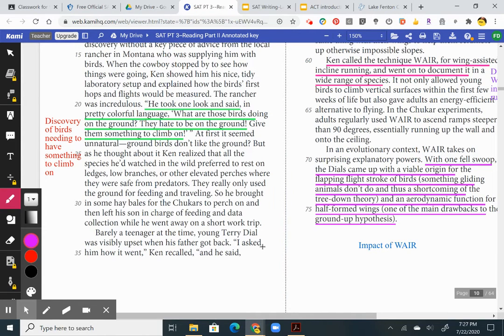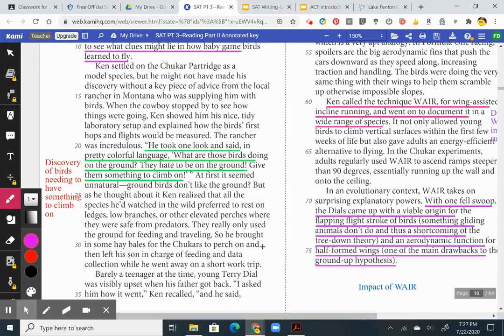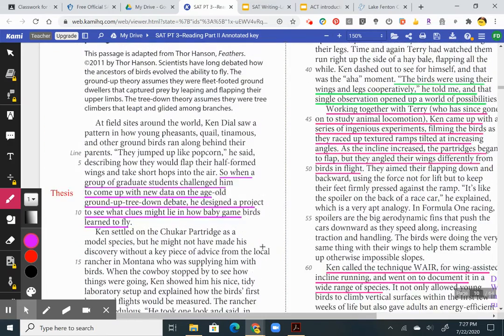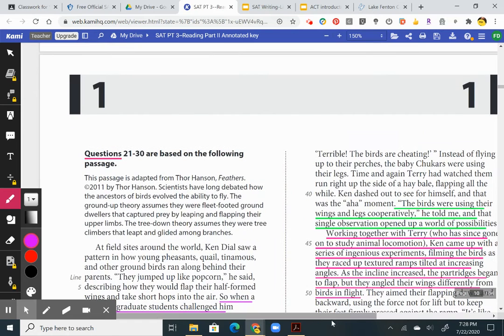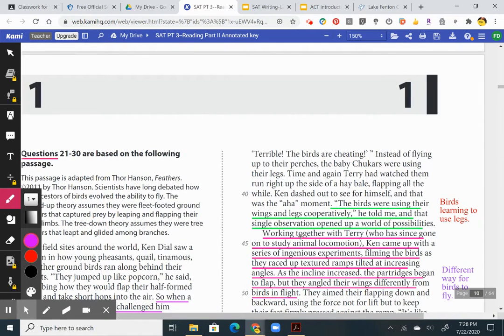Barely a teenager at the time, young Terry Dow was visibly upset when his father got back. "I asked him how it went," Ken recalled, "and he said, 'Terrible. The birds are cheating.' Instead of flying up to their perches, the baby chukars were using their legs. Time and again, Terry had to watch them run right up the side of a hay bale, flapping all the while." Ken dashed out to see for himself, and that was the aha moment.